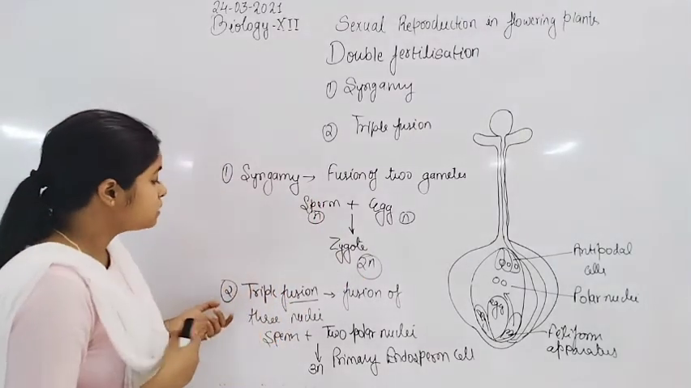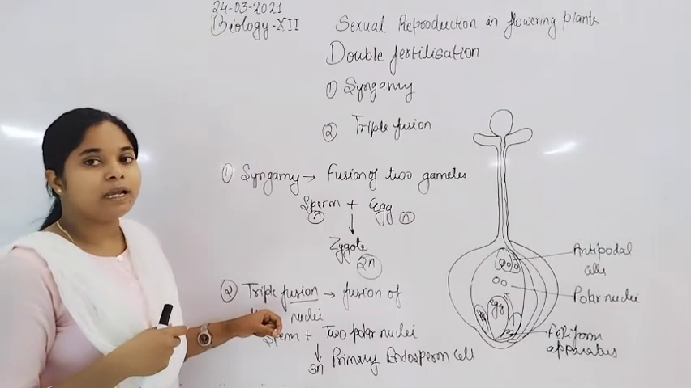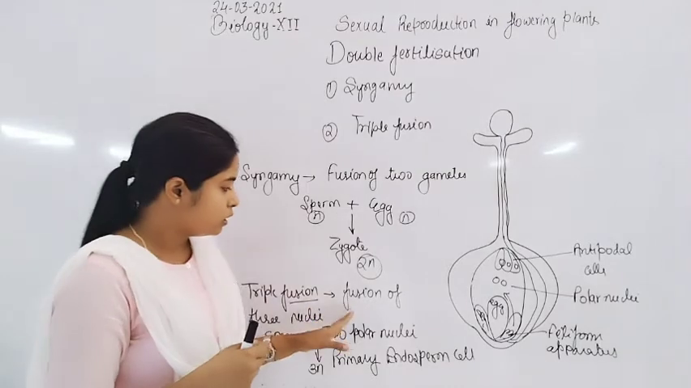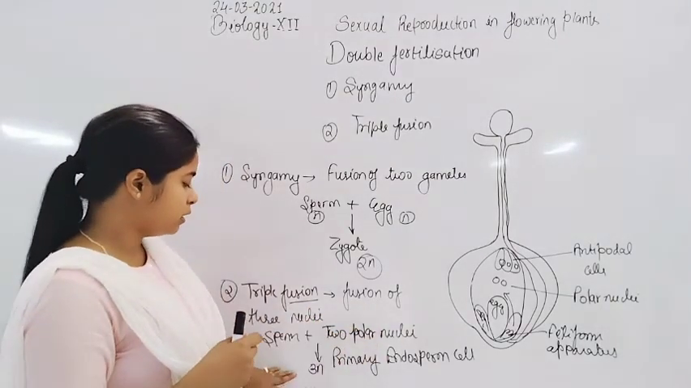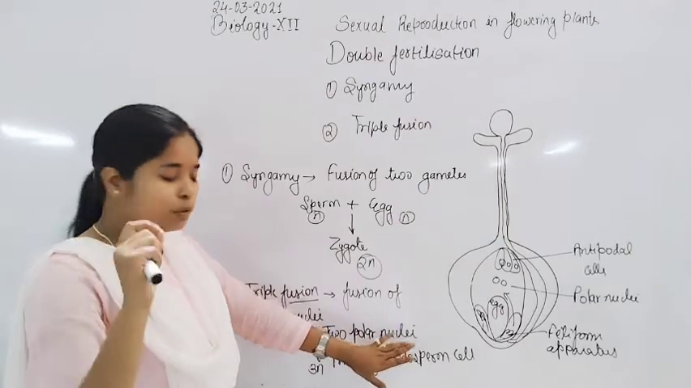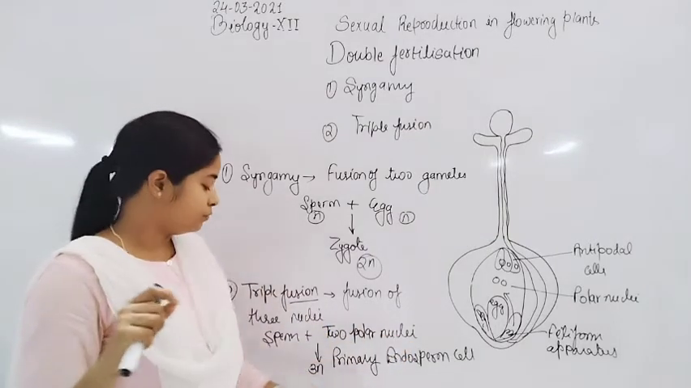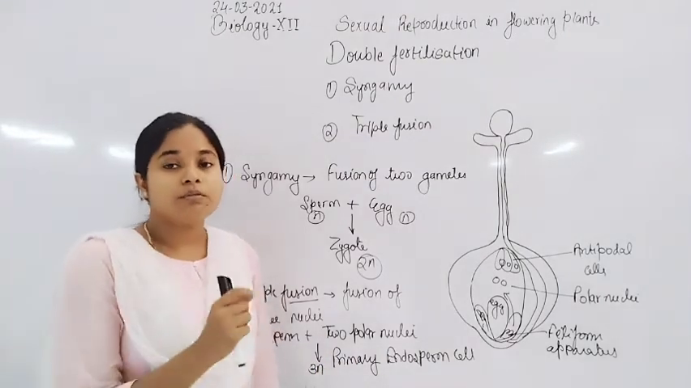And the second is triple fusion. The second sperm fuses with the two polar nuclei, and the result of this triple fusion is that the primary endosperm cell will be formed.